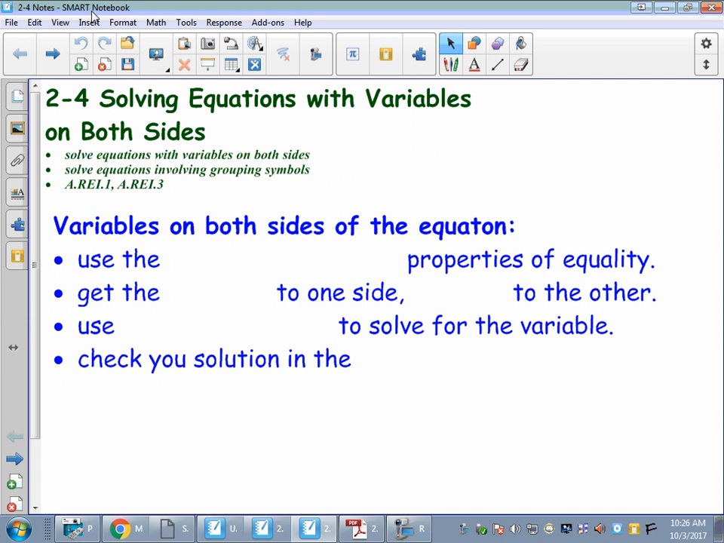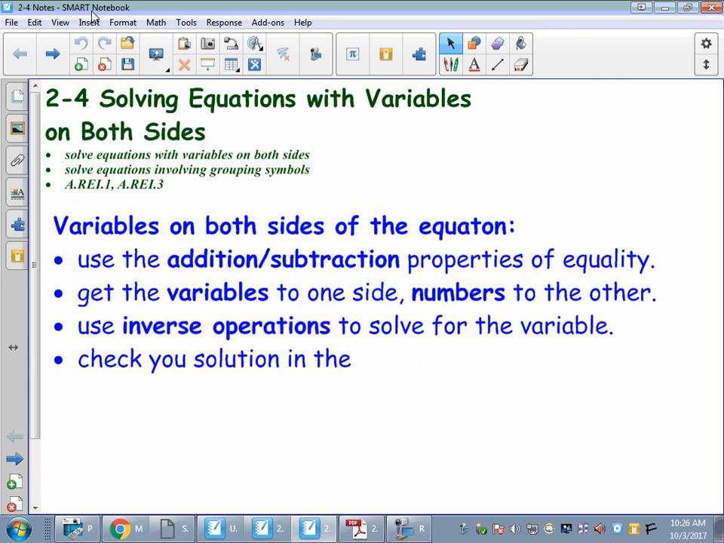If you have variables on both sides of the equation, we need to get them to one side. So we're going to use addition and subtraction properties to move the variables so that they're on the same side. We want the variables on one side and all other numbers on the other side. We're going to use inverse operations, just like before, and then we always check our solutions in the original problem.